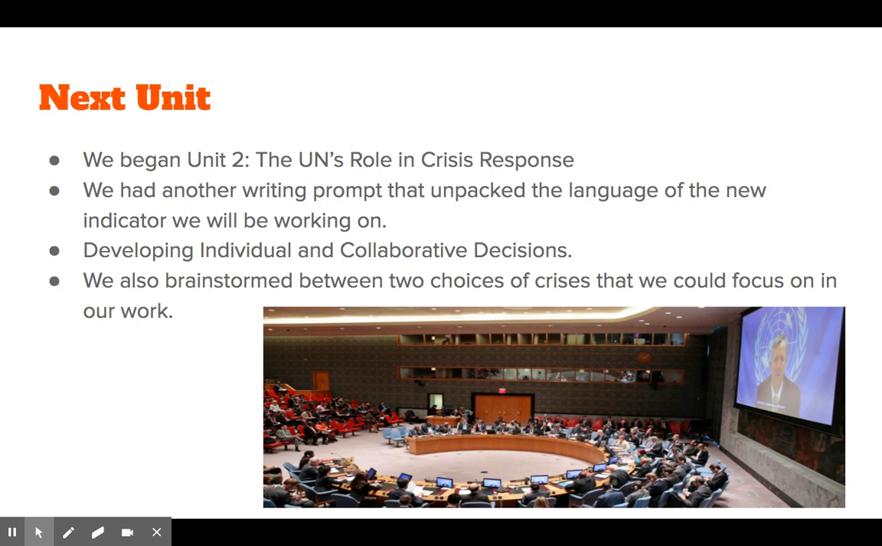We began Unit 2, the UN's role in crisis response. We had another writing prompt that unpacked the language of the new indicator we'll be working on, which is developing individual and collaborative decisions. And we also brainstormed between two choices of crises that we could focus on in our work moving forward with Unit 2.